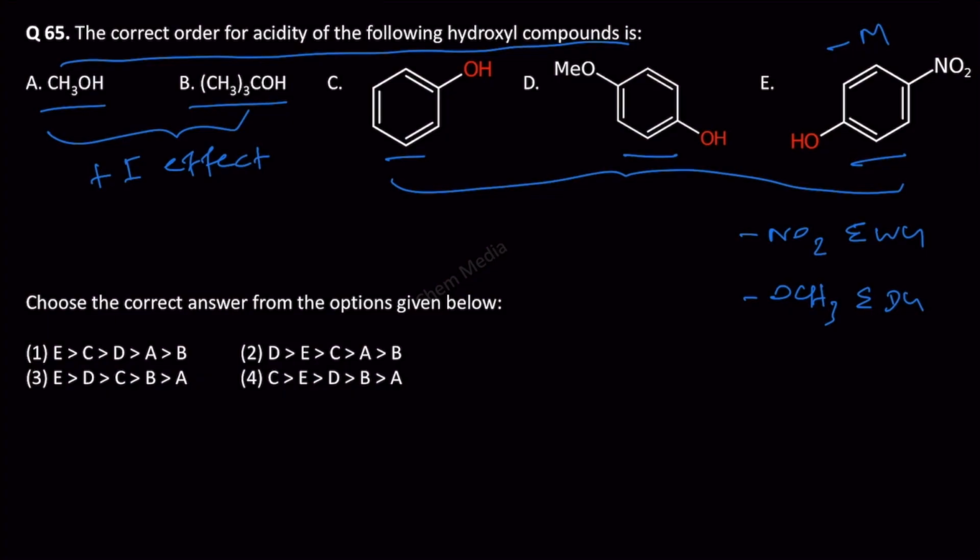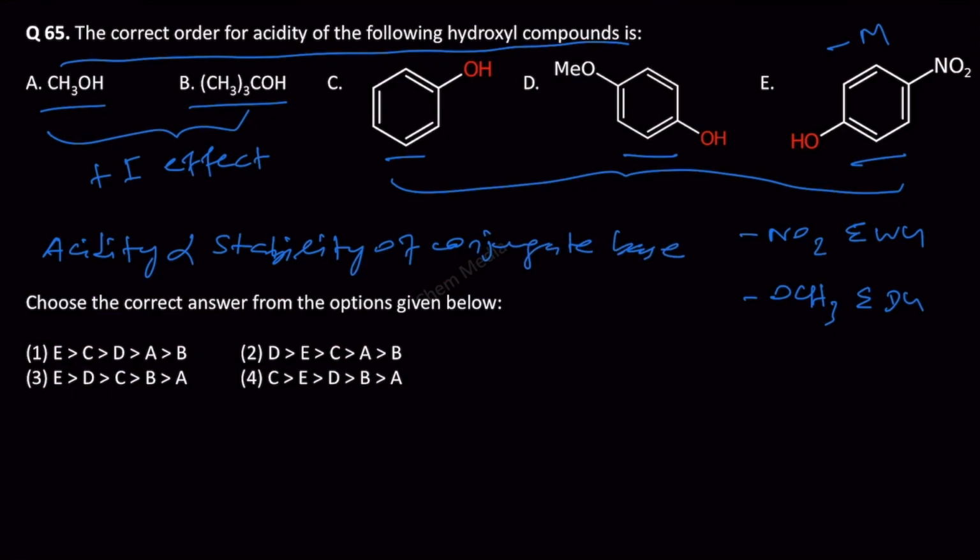And we also know that when we talk about acidity, we have to see the stability of the corresponding conjugate bases, how stable the conjugate base is. Depending upon that, the acidity of the molecule will be. So obviously once the proton leaves, we will have methoxide in the case of A, and we will have tertiary butoxide in the case of B. Now, between these two, which one will be more stable?